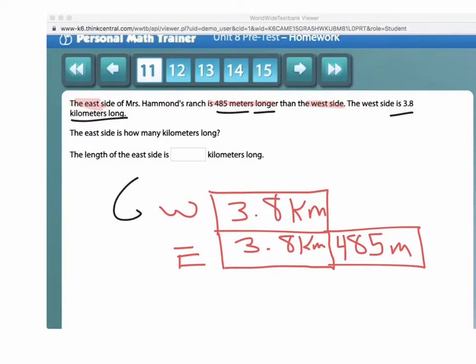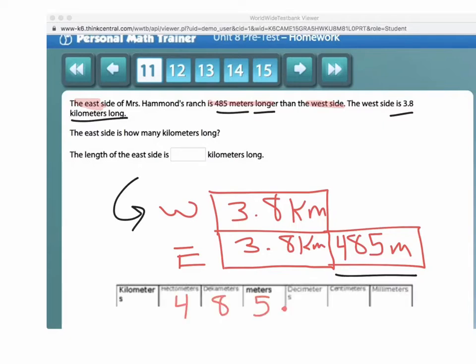So I've drawn my model here. The west side is 3.8 kilometers long. The east side is 485 meters longer than the west side. So I've added on this part right here. We're going to want to convert the 485 meters into kilometers in order to figure out how far that east side is. So I've drawn my place value chart, and I've slotted the 485 meters.